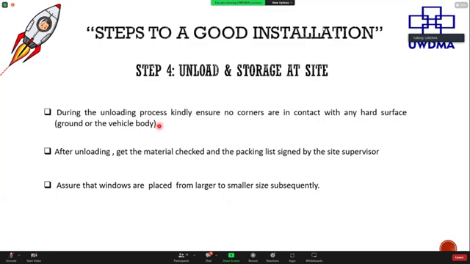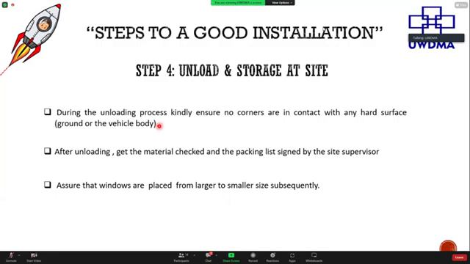And then after unloading, kindly check the material against the packing list. Whatever packing list has come from the factory, the material has to be checked, and then it needs to be signed by the supervisor that this much material has been unloaded.